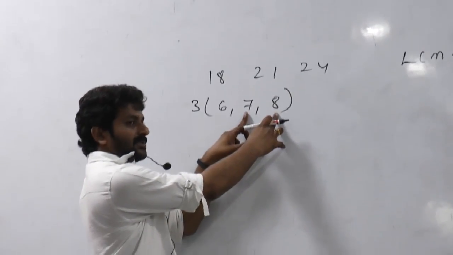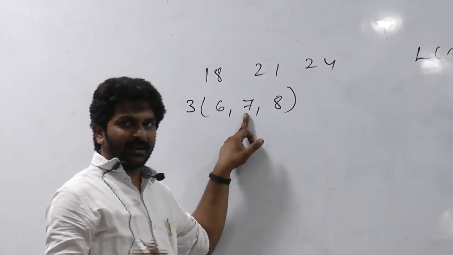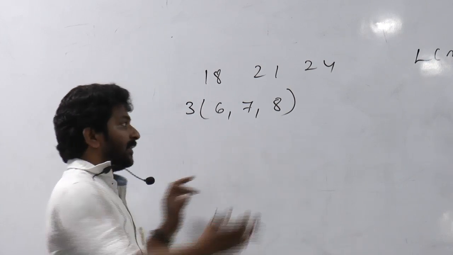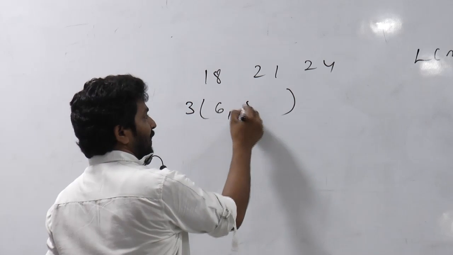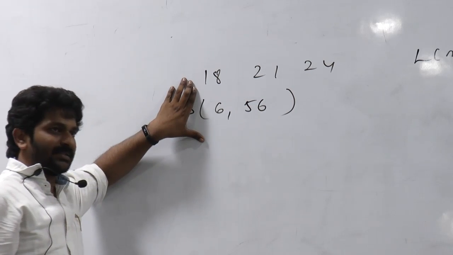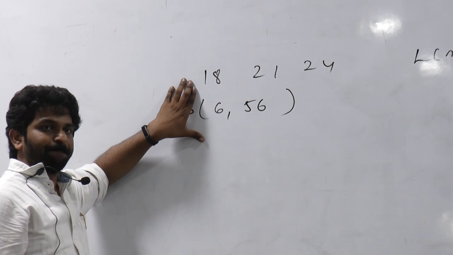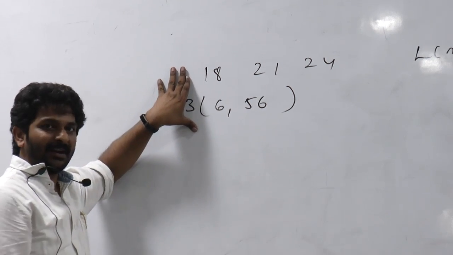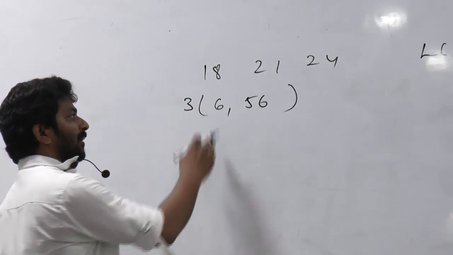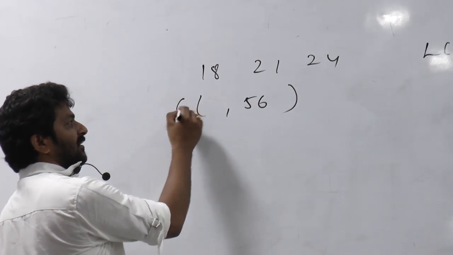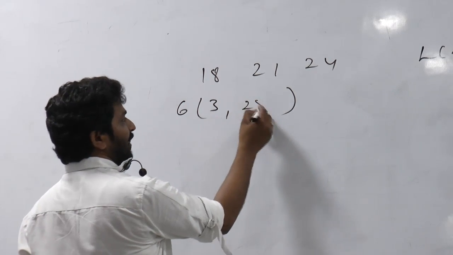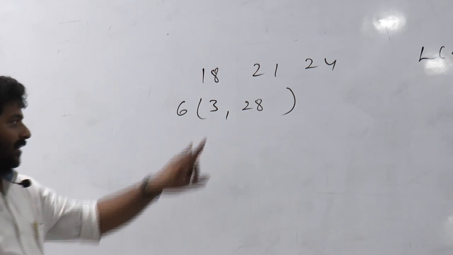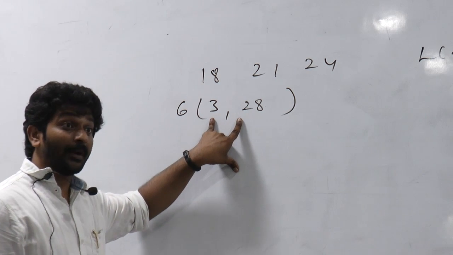These two are consecutive numbers, 7 and 8. Consecutive numbers are co-prime, and for co-prime numbers, LCM is the product. 7 into 8, 56. Again observe these two numbers, 6 and 56. Both are even numbers, right? Take 2 common again. It becomes 3 and 28. Both are co-primes, no common factor, so LCM is the product.